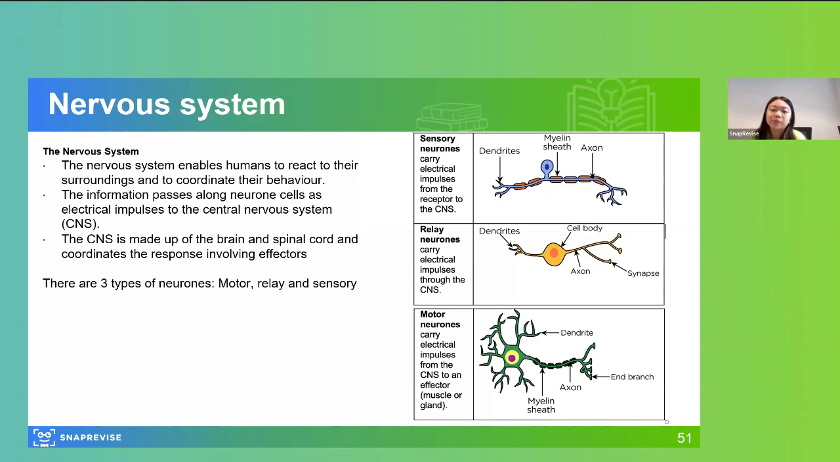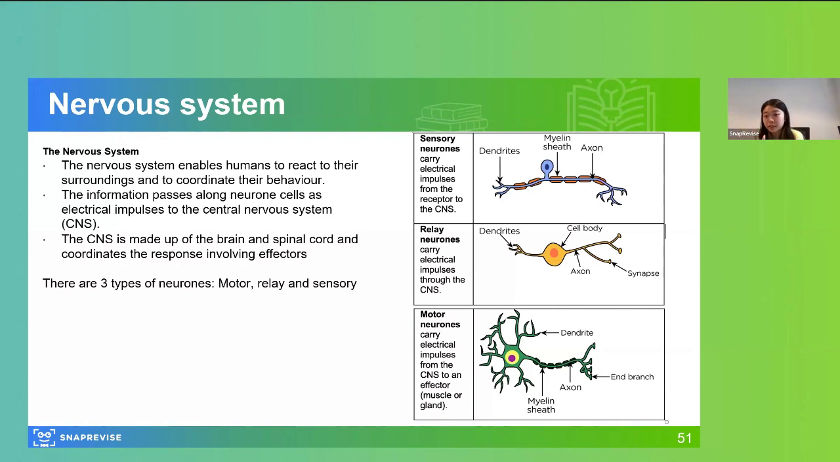That's an effector. So there are three types of neurons you need to know about: the sensory, the relay, and the motor. Think of it as linking from A to B to C. It goes from sensory, then to relay, and then to motor. The steps start with receptors, things that detect the stimulus. If there's a change in the environment, receptors are going to detect it. For example, touch. There are receptors on your fingertips, and you're going to feel this touch.